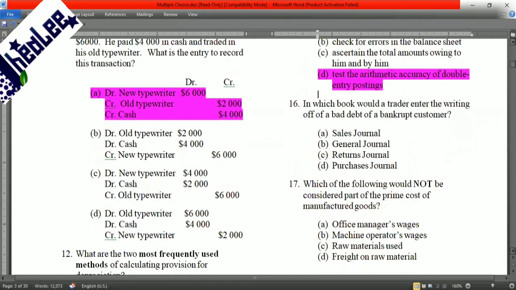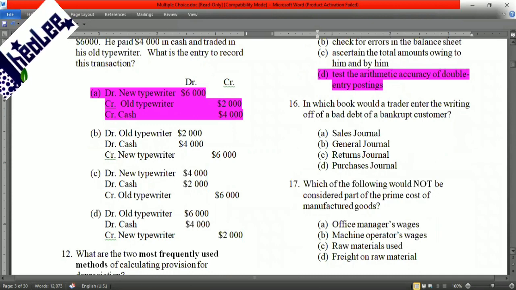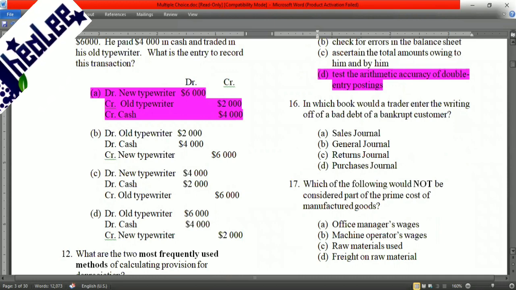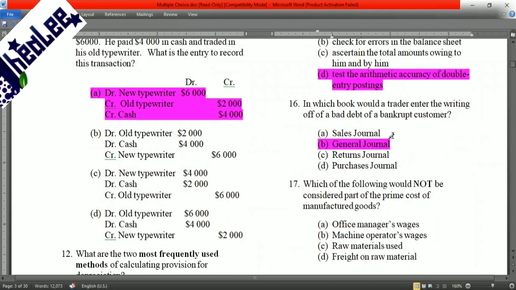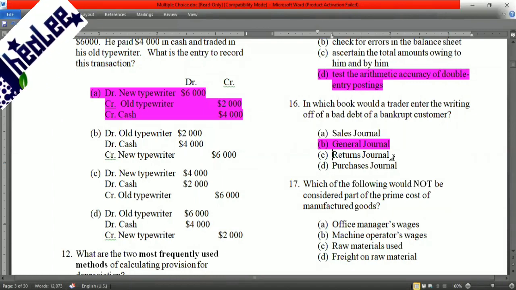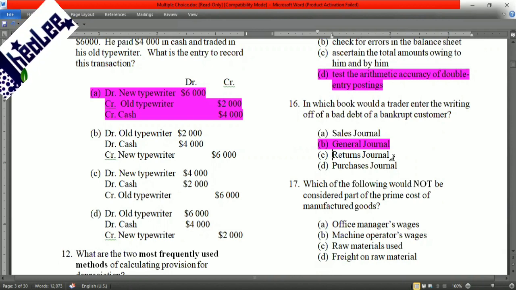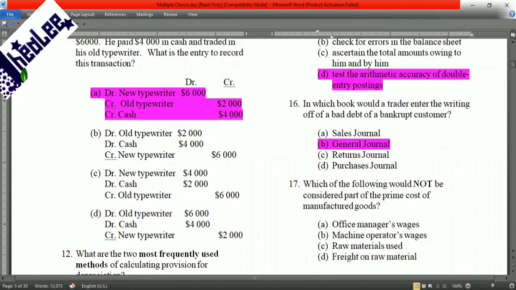Number 16, in which book would a trader enter the writing off of a bad debt of a bankrupt customer? And the response there would be B, general journal. The sales journal is used to record credit sales. Returns journal is used to record if it is returned inwards, it's returned to the business by its customers. If it's returned outwards, goods returned by the business to its suppliers. And the purchases journal is used to record credit purchases. So our response there is B.